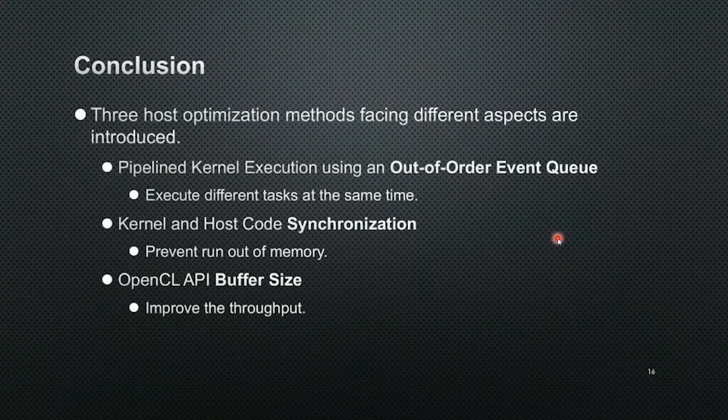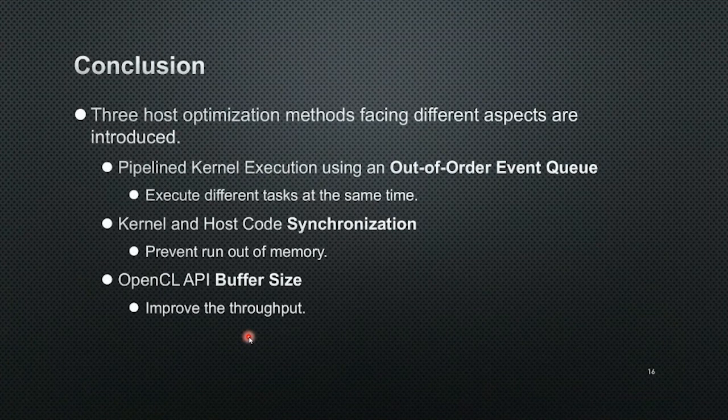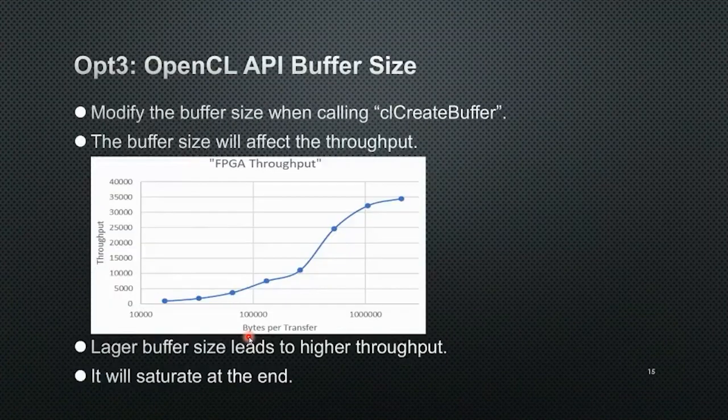So this is a conclusion. So 3 host optimizations are introduced. First is to use an out of order event queue, so we can execute different tasks at the same time. The second is about synchronization, to prevent running out of memory. And finally is about buffer size. We can use a bigger buffer size to improve the throughput. So this is the end. Thank you.